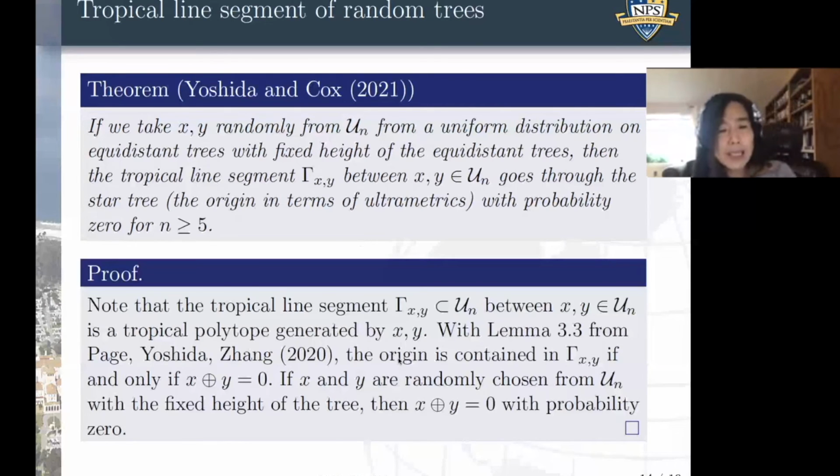The proof basically uses Lemma 3.3 from my old paper: in order for a tropical polytope to contain the origin, you have to satisfy some conditions. This is the lemma I use to prove this theorem. That's just the couple-of-minutes version of the proof. All right, I'm going to finish quickly.